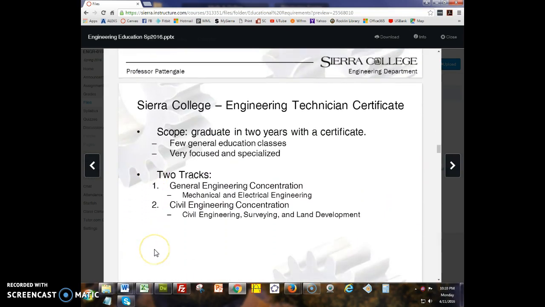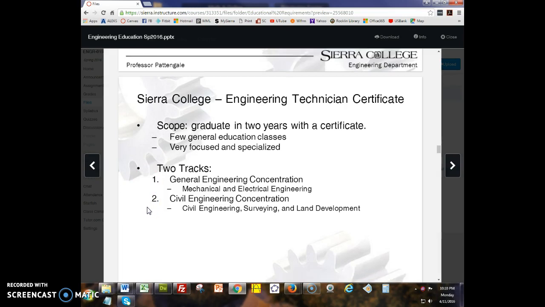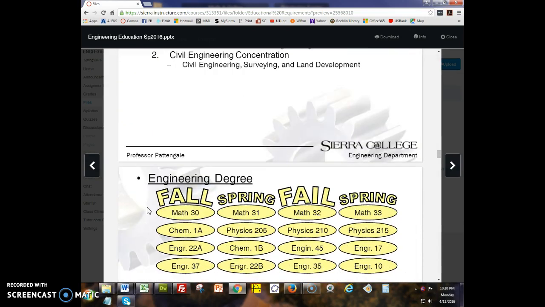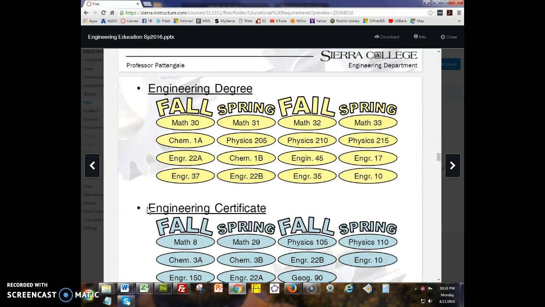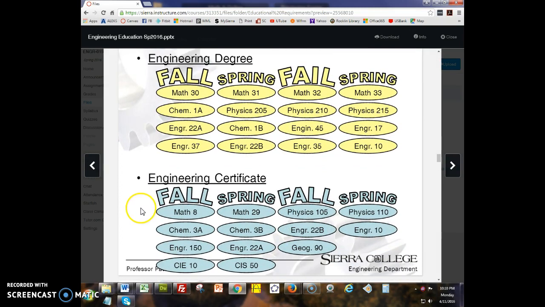So the engineering technician certificate, I'm not going to spend a lot of time here. Not very many students do this, but it is available. We have a general engineering technician certificate and a civil engineering certificate. And if you want more information about that, we can give it to you, but we really press students to think about doing the 4-year degree.